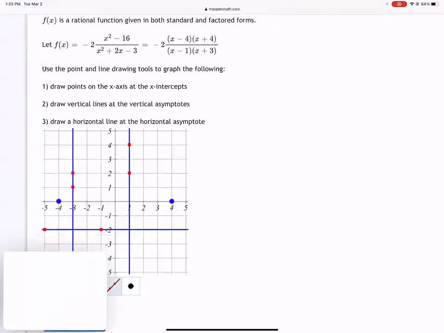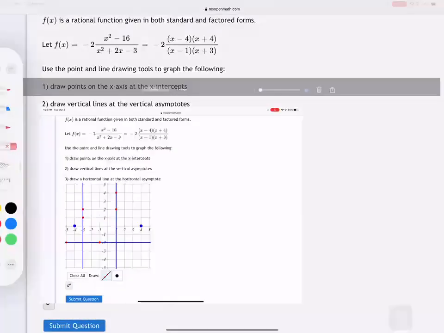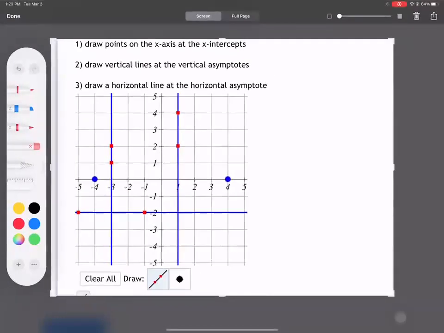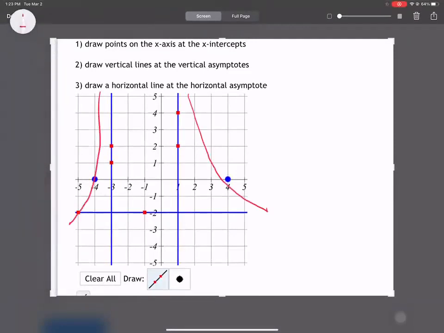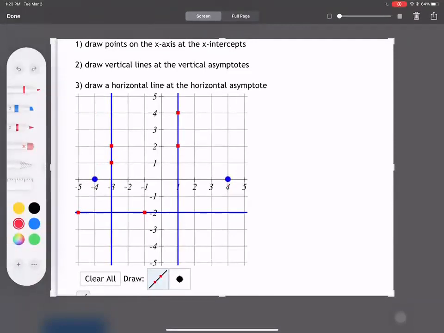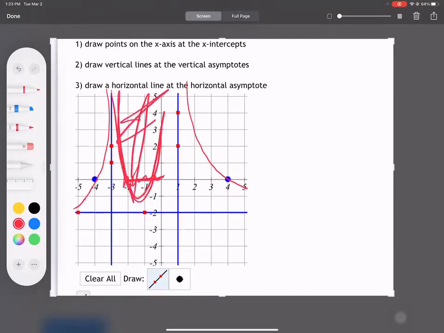Now, given these characteristics, if I wanted to complete the graph, I already know that this graph is going to be on top. See, I already know these things. Do we have any zeros here? Nope, no zeros. So we're probably not going to be up here.